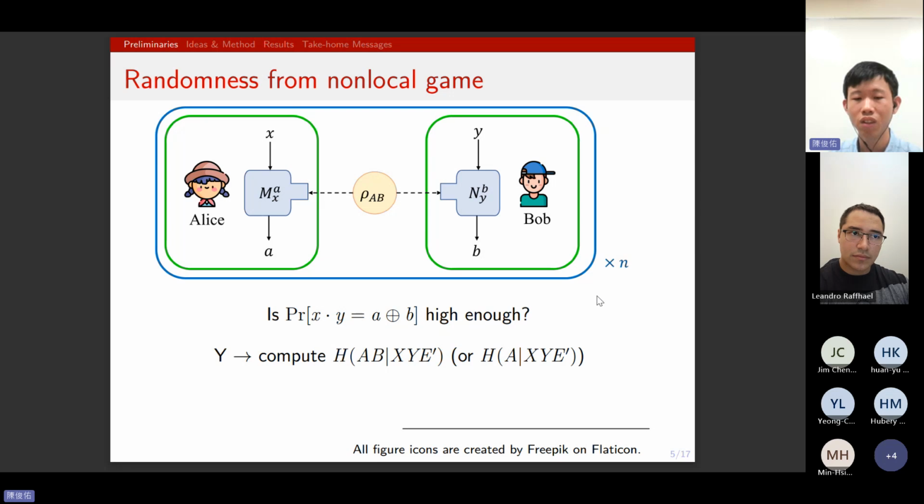And because of the noise, AB may not be uniform. So ideally we can get the maximum amount of randomness, but in practice we may still lose some entropy. You mean due to noise, right? Due to the noise, yeah. But my question is, if there's no adversary, does it help if you add more constraints to raise your randomness?